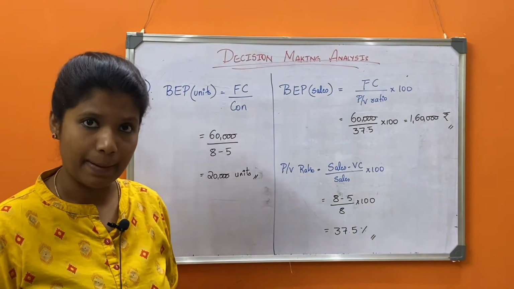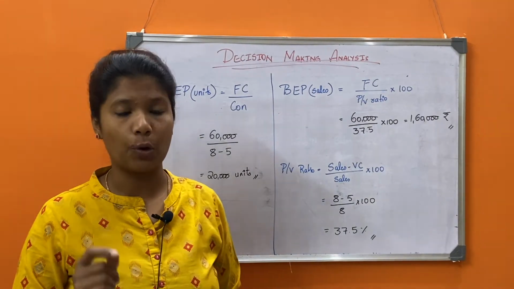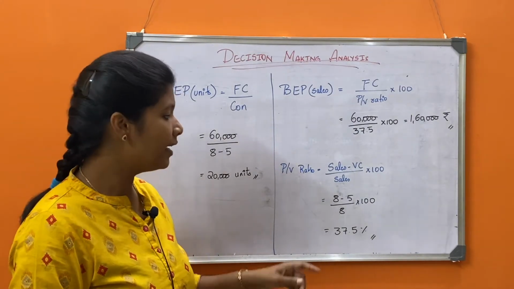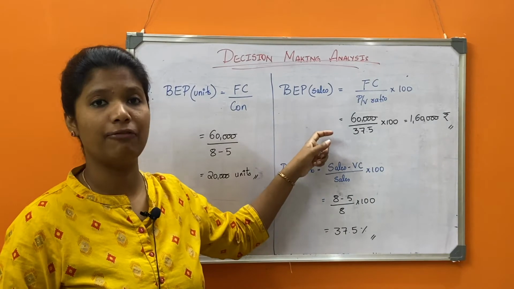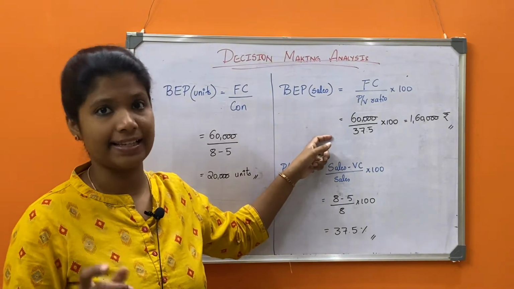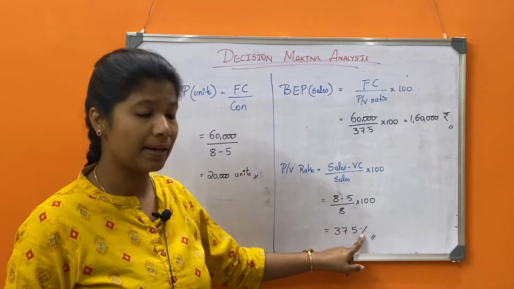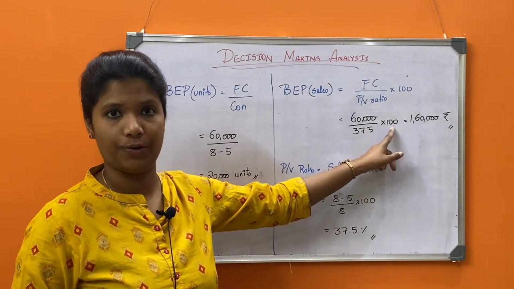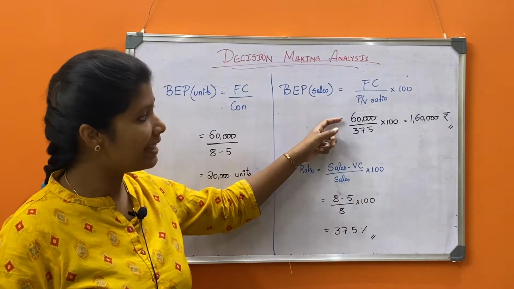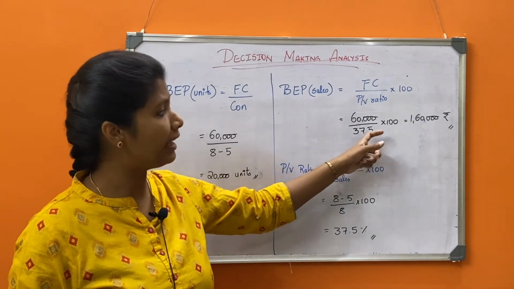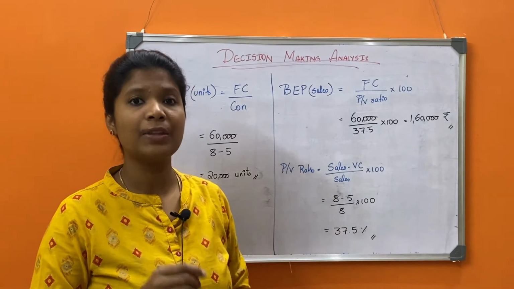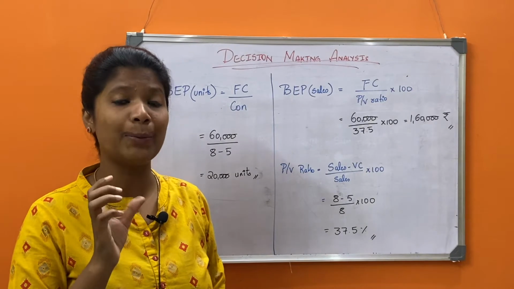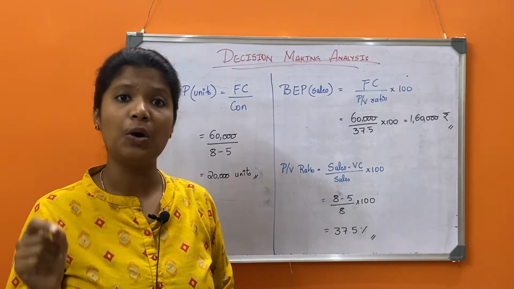37.5%. And remember, PV ratio must always be signified in terms of percentage format. Now when I consider this answer in the formula, I will write it as it is. I am not writing this percentage over here, reason being, we are already multiplying it with 100. Got it? So 60,000 divided by 37.5 into 100, I get the answer 1,60,000 rupees.